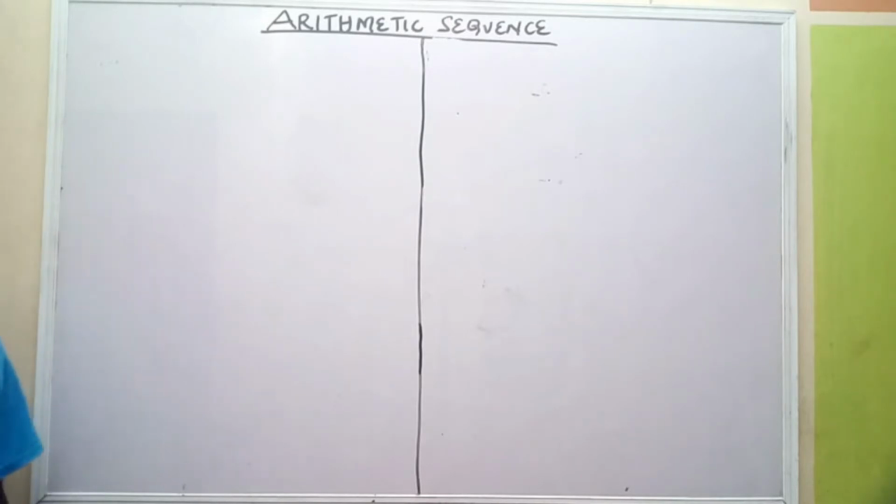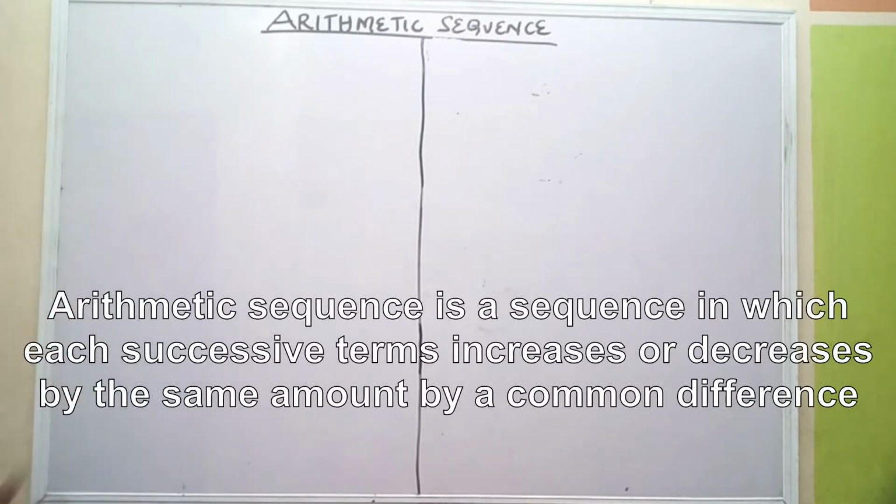Arithmetic sequence is a kind of sequence in which each successive term increases or decreases by the same amount, a common difference. Now I'm going to say that again. Arithmetic sequence is a sequence in which each successive term increases or decreases by the same amount, by a common difference. Now I'm going to use a formula to explain what arithmetic sequence is all about.